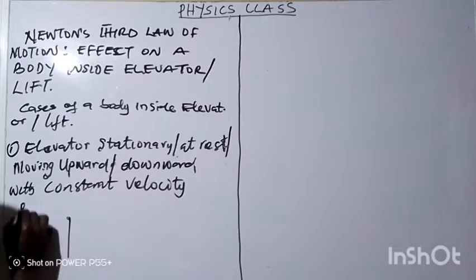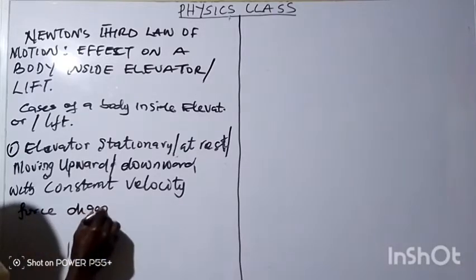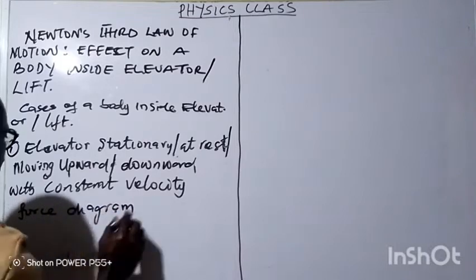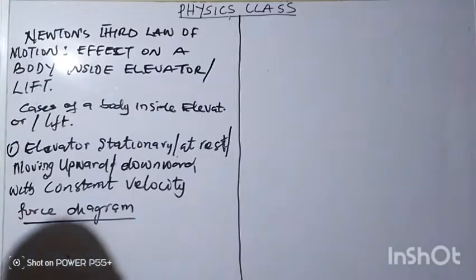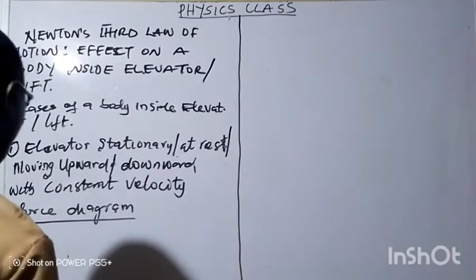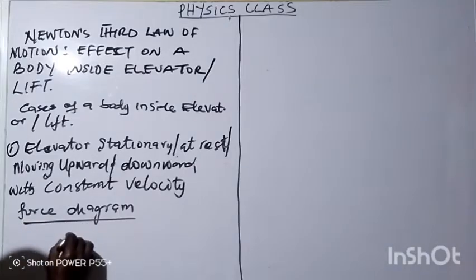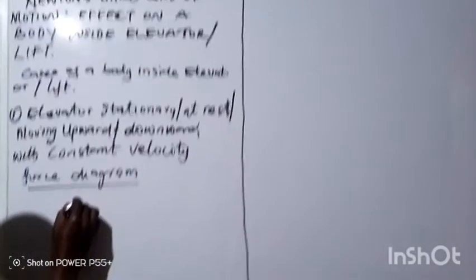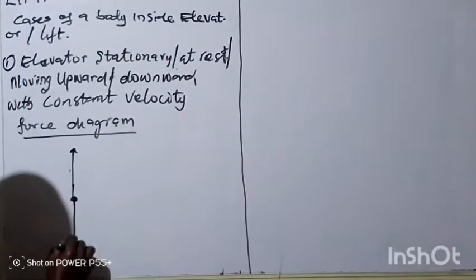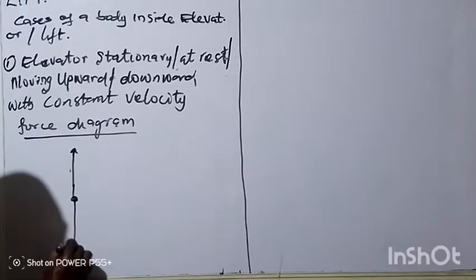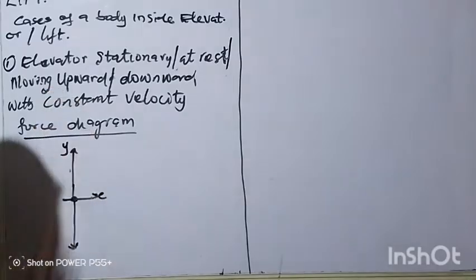First diagram. That is when the body is inside the elevator, but the elevator is at rest or moving upward or downward with constant velocity. This is the X direction, while this one is the Y direction.